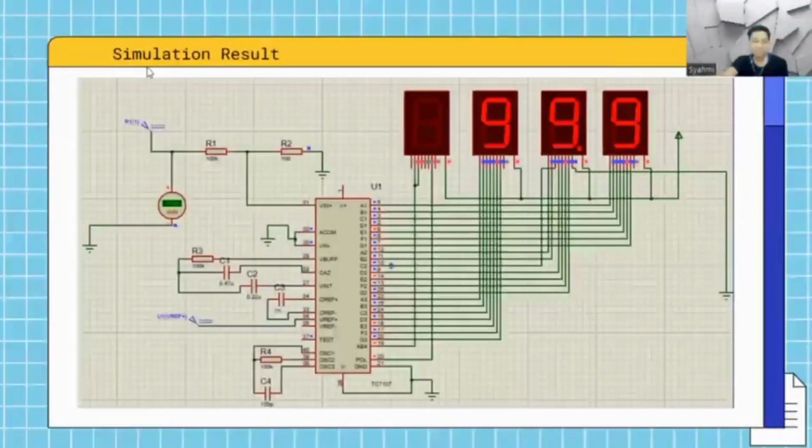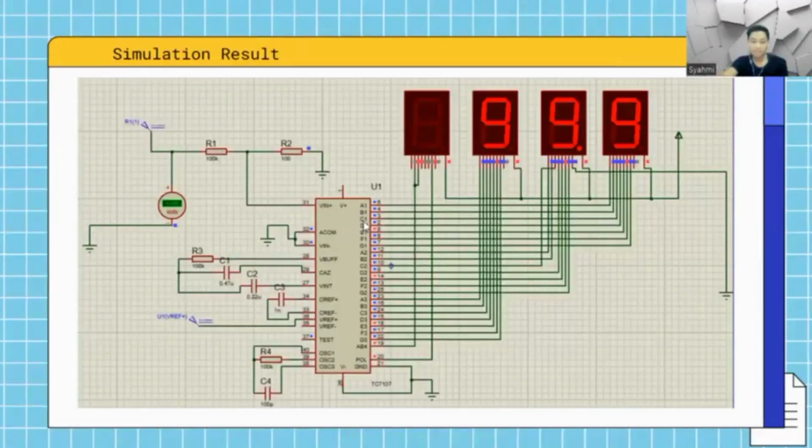Moving on to the simulation result. This figure shows the digital voltmeter circuit with an LED display. The circuit uses the ICL7107 from Intersil. The ICL7107 is a high performance, low power and 3.5 digit analog to digital converter. The IC has internal circuitry for 7-segment decoders, display drivers, clock and a source of the reference voltage.